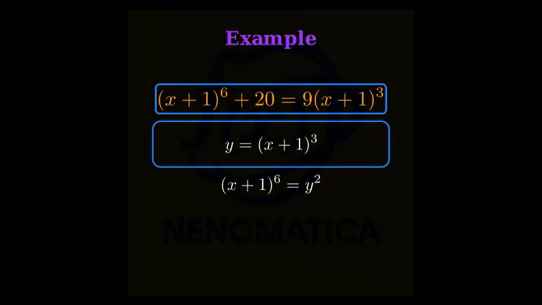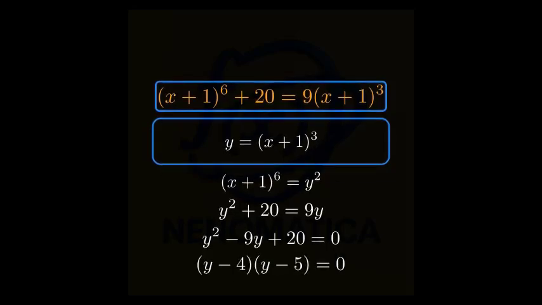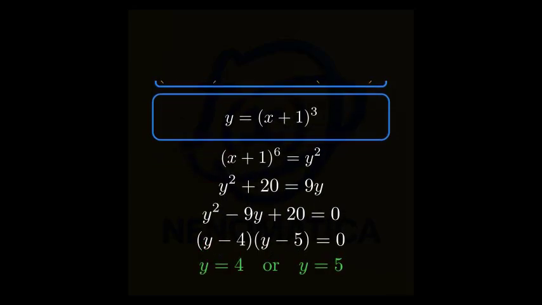Now substitute. The equation becomes y squared plus 20 equals 9y. Move everything to one side to get the standard quadratic form. y squared minus 9y plus 20 equals 0. Factor the trinomial. Two numbers that multiply to 20 and add to negative 9 are negative 4 and negative 5. So (y minus 4) times (y minus 5) equals 0, which gives y equals 4, or y equals 5.